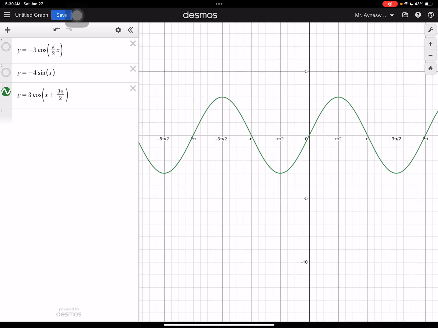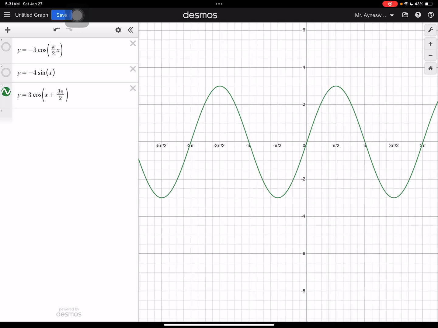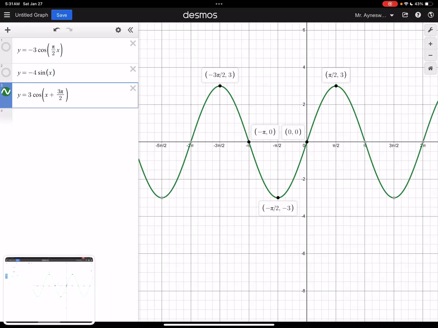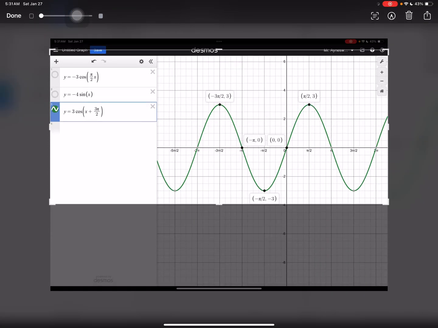There we go. So starting here, let's plot some points. So notice we start at negative 3 halves pi comma 3. We hit the wave axis here, go down to a minimum, goes through the origin, and then at pi halves comma 3. So let's screenshot this and let's compare this to what we have in our OneNote.